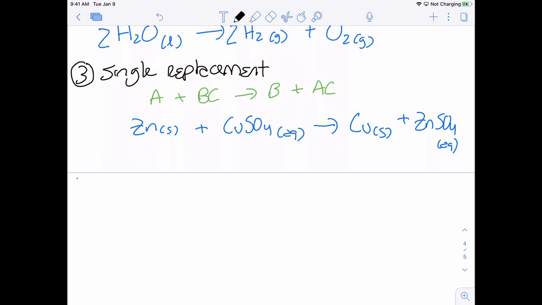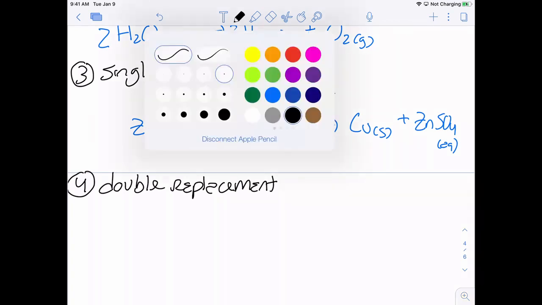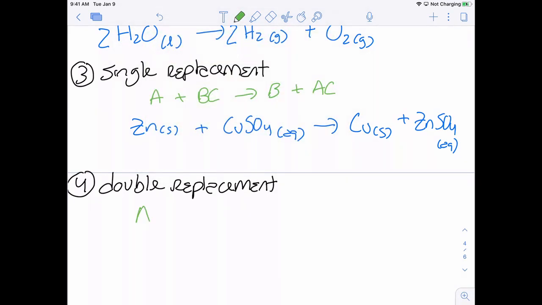Number 4 is a double replacement. Again, the name is really telling us what's happening. This time I'm going to have 2 compounds, and we're essentially going to swap partners. So I'm going to have a double replacement. If we look at just an A-B sort of example, I have A bonded to B, and I have C bonded to D. So 2 compounds, and then we're essentially going to swap partners. So A is going to be bonded to D, and C is going to be bonded to B.